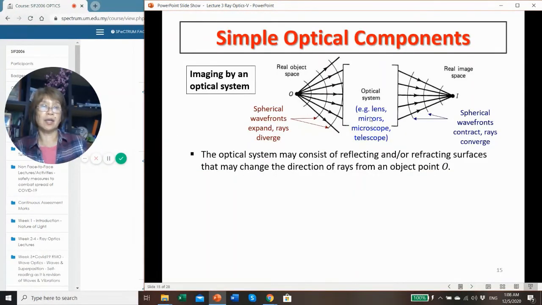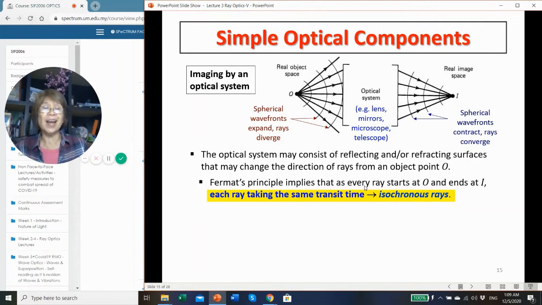We talk about imaging by an optical system. The optical system can consist of reflecting and refracting surfaces that may change the direction of the rays from an object point O. Like you can see over here, you would like to image this object at someplace else, and you have this optical system that can enable you to do the imaging. This optical system can consist of lenses, mirrors, a microscope, or a telescope.